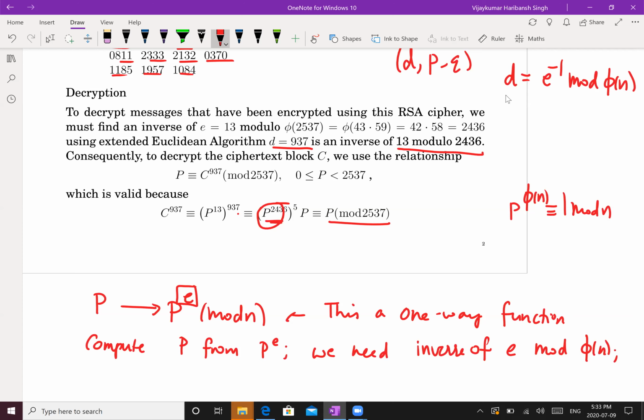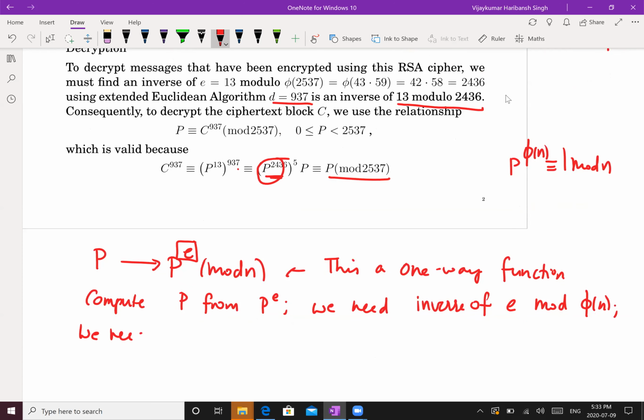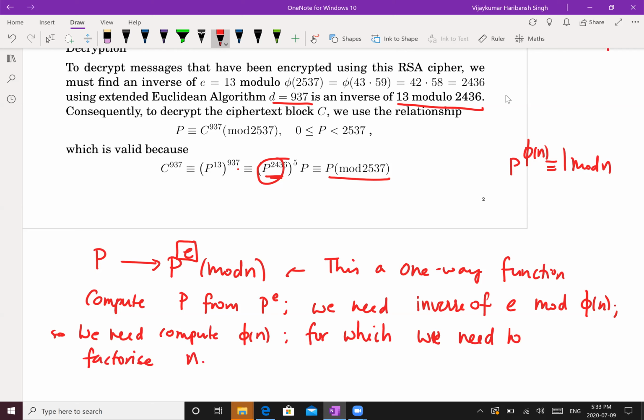So we need to compute phi of n, for which we need to factorize n. And factorization is a hard problem, as we have seen already with the primitive factorization method, that it doesn't seem that straightforward.